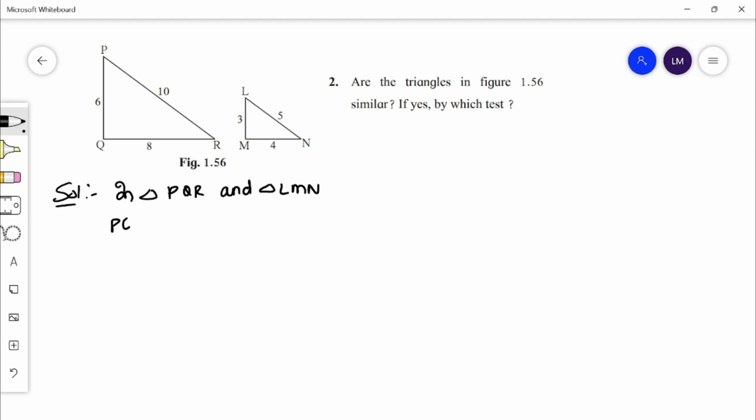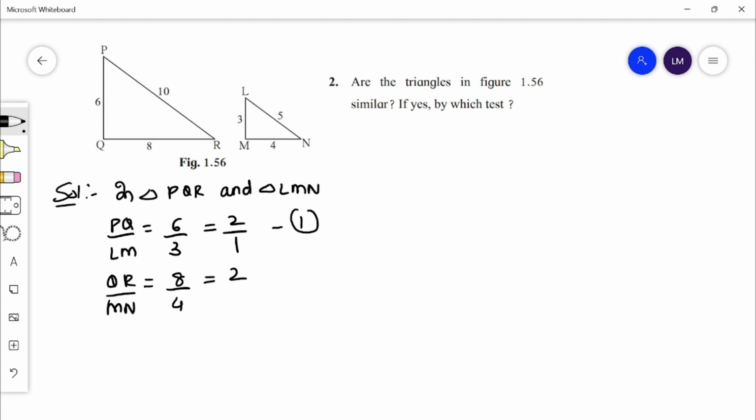That means PQ upon LM is equal to 6 upon 3. 3 twos are 6, 3 ones are 3. We'll take this as equation number 1. Next is QR upon MN, equal to 8 upon 4. That means 4 twos are 8 and 4 ones are 4. We'll take this as equation number 2. Next is PR upon LN, equal to 10 upon 5. 5 twos are 10, 5 ones are 5. So this is our equation number 3.